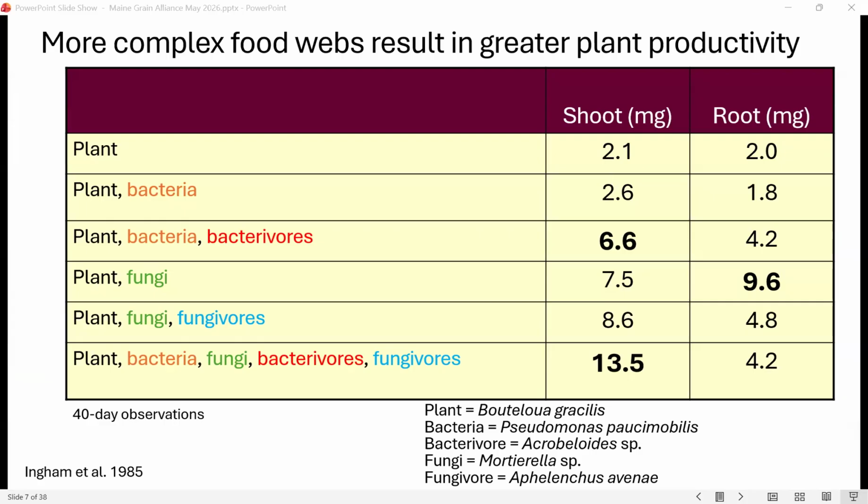We can see, so they have plants without any soil organisms, or plants with bacteria in the soil, or plants with bacteria and the predators of bacteria, which would be, in this case, bacterial feeding nematodes or bacterivores. Or you can look at another component of the food chain with fungi, their predators, or if you put them all in there. And one thing we can see is the largest size of a shoot here, 13.5, is when we have the most complex food web.